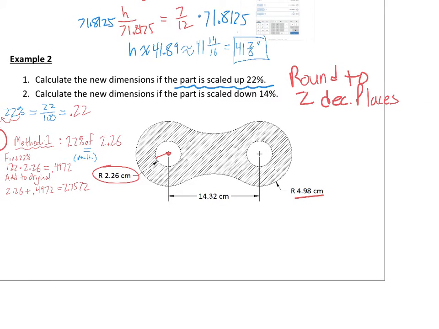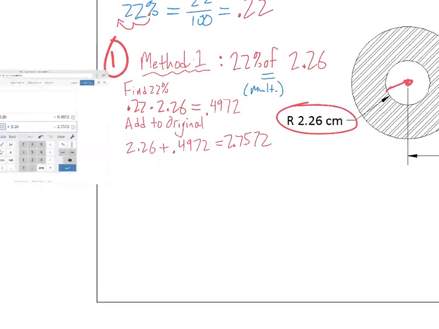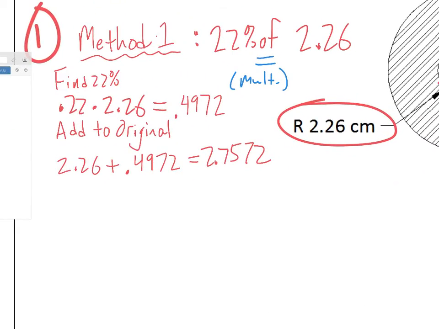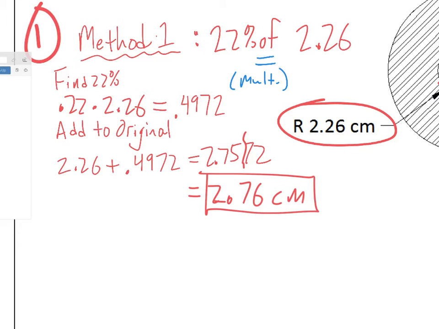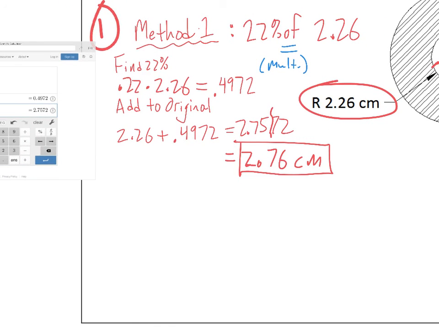Okay, so we'll round that to 2.75. So that's method 1, or actually 7/6, sorry, because we're cutting it off here. Okay, so that was 1 radius. Now we can do that in 1 step. So let's get method 2 here.